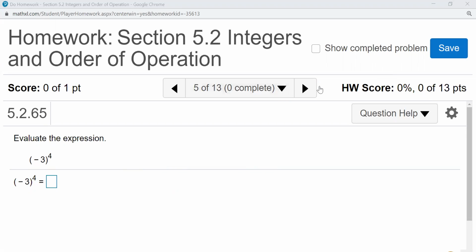So now, let's see if we can do a few more of these. -3 to the 4th power, the negative sign is in parentheses. So this is equal to -3 times -3. We do it 4 total times here.